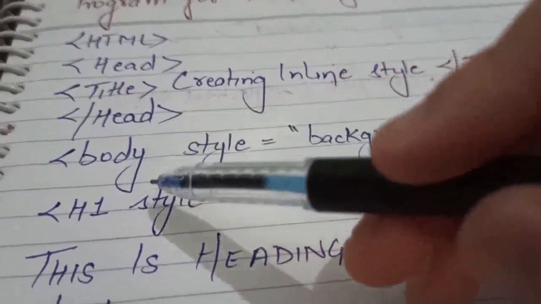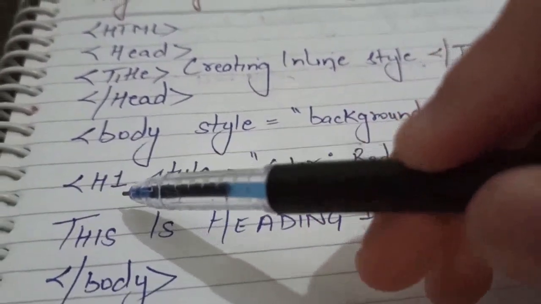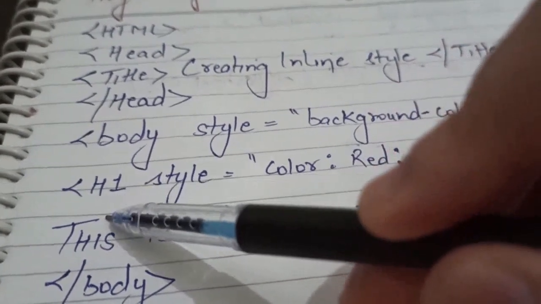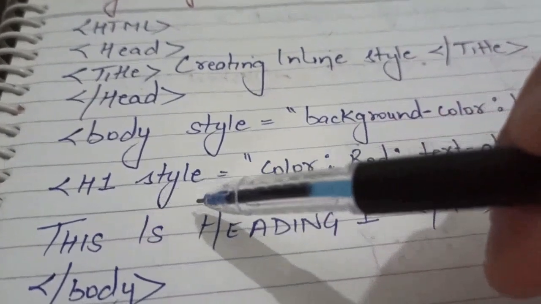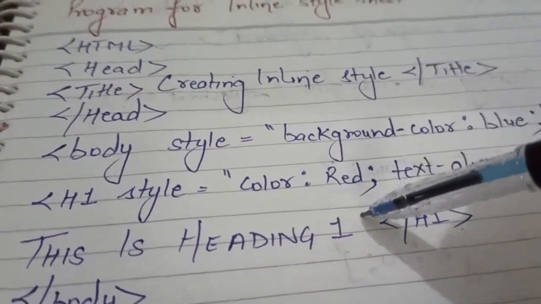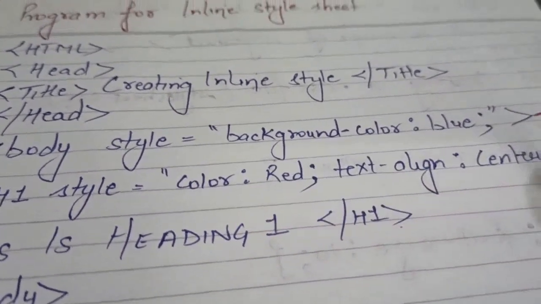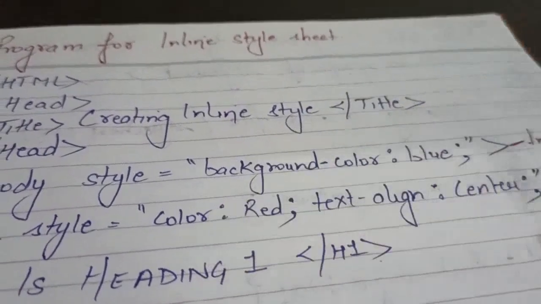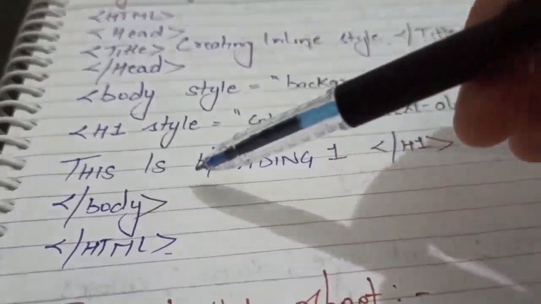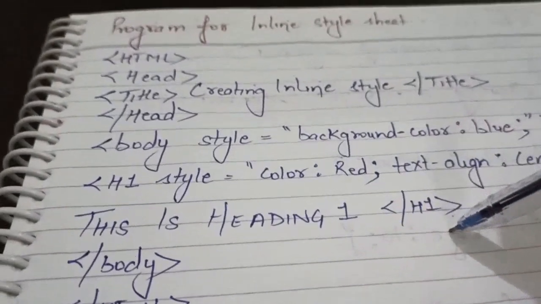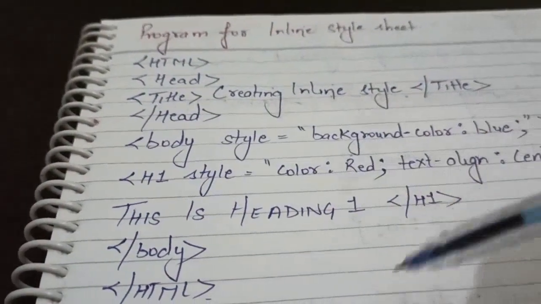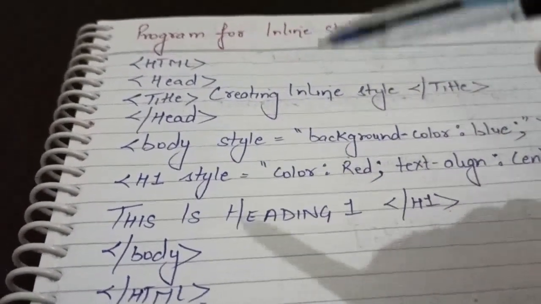Now I'm applying the same to another HTML element, that is h1, which is heading 1. So I have specified the HTML element, that is h1. Then after some space I have given the attribute, that is style. Then I have defined the property, that is color should be red and text-align should be center. Again in double inverted commas, then the angle bracket closes. Then I have given the text in heading 1, that is "This is heading 1". After that I have closed h1, then body close, then HTML close. So this is the program for the inline style sheet.